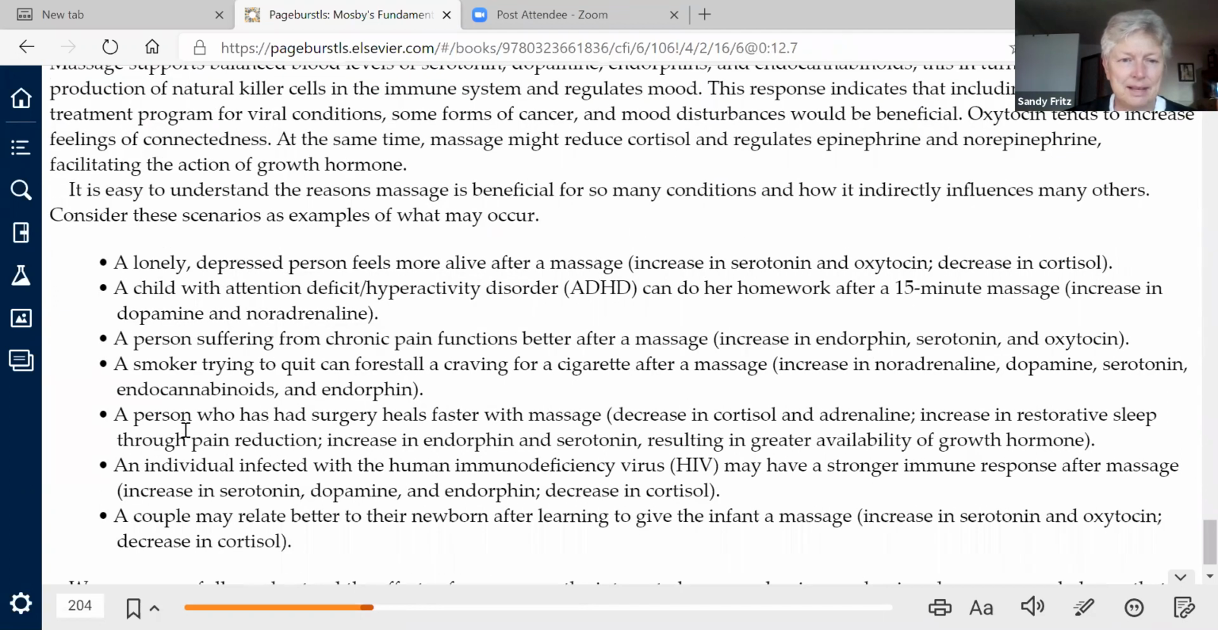So we can maybe say, let's look at this bullet, a person who has had surgery heals faster with massage because there seems to be a decrease in cortisol and adrenaline, which can interfere with the acute healing process. And there's a potential for an increased and restorative sleep through pain reduction, which is pretty solid. And then there is also an increase in endorphin and serotonin, which may influence the ability for growth hormone, which is involved in the healing process. So this is plausible.